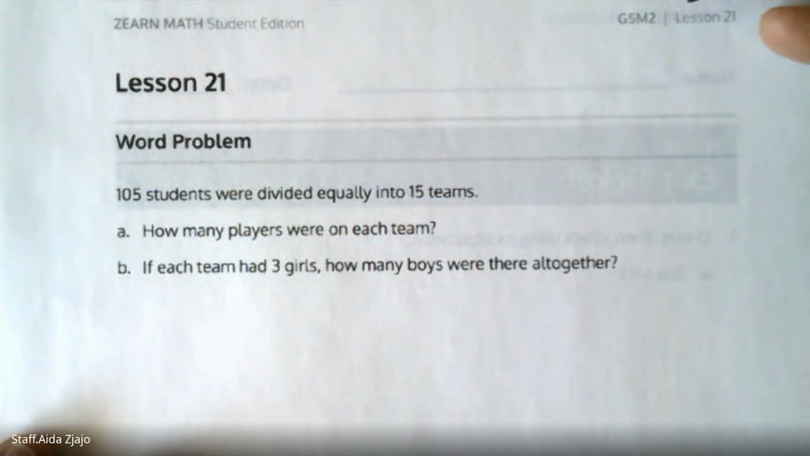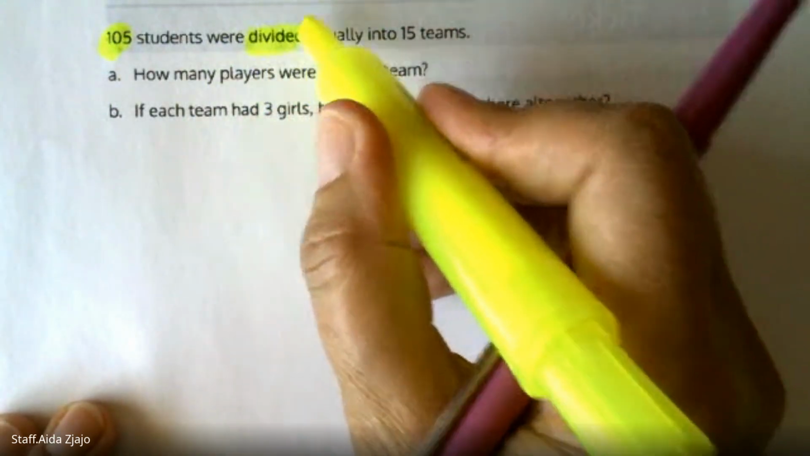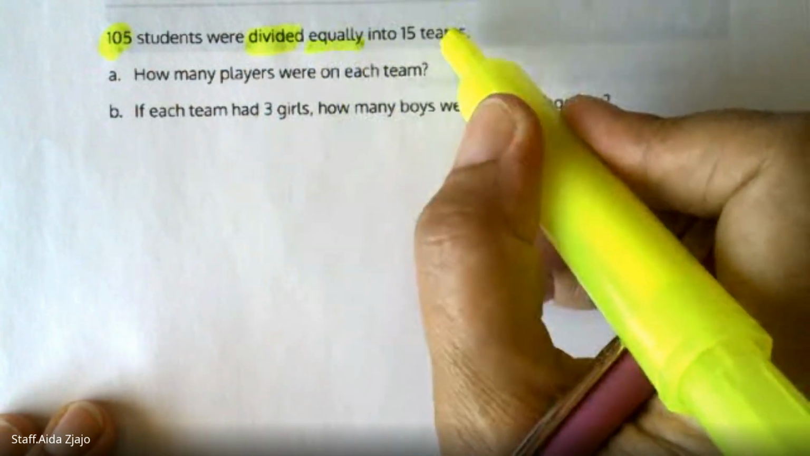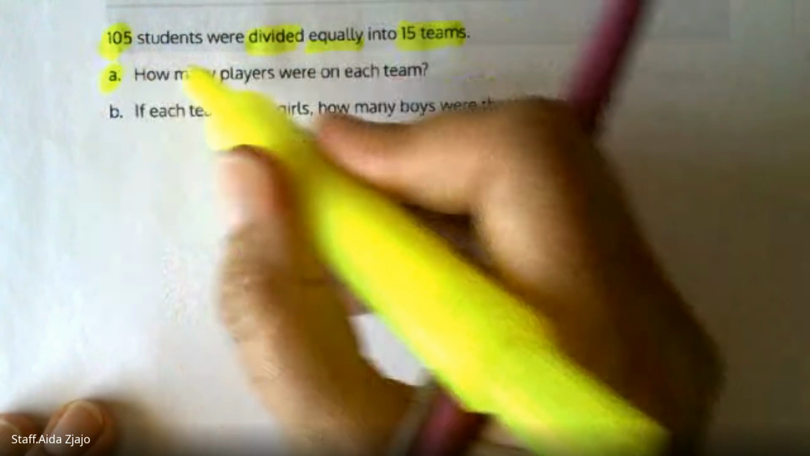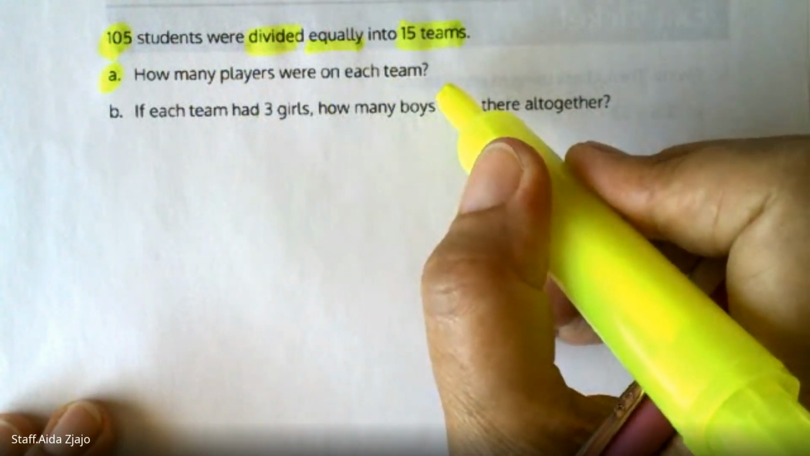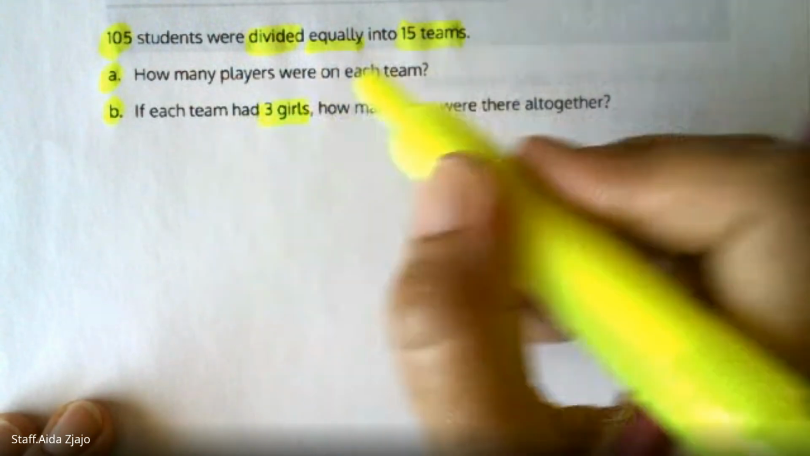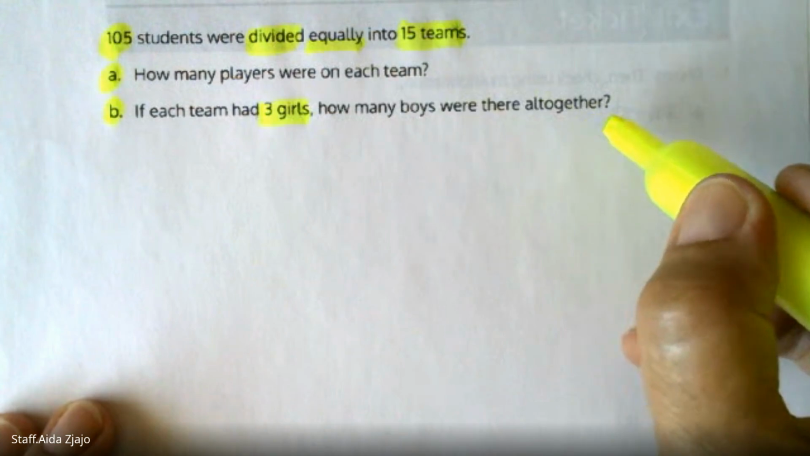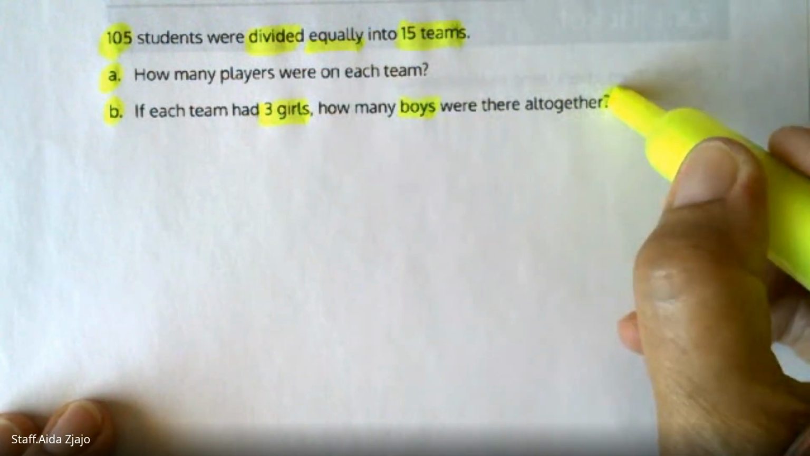It's grade 5 mission 2 lesson 21. It's a word problem. 105 students were divided equally into 15 teams. A. How many players were on each team? B. If each team has 3 girls, how many boys were there all together? How many boys? That's the question.